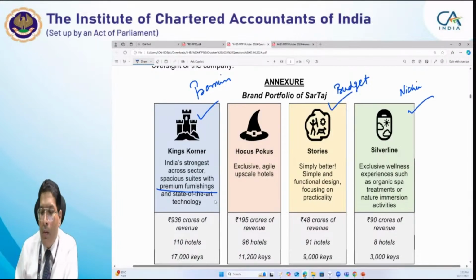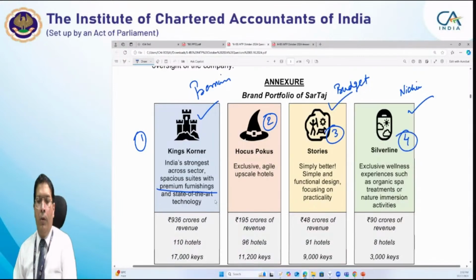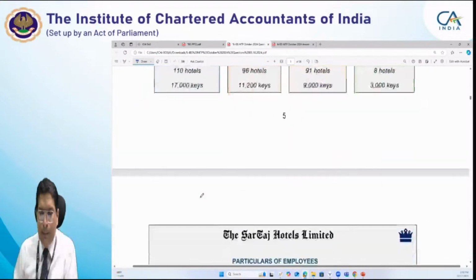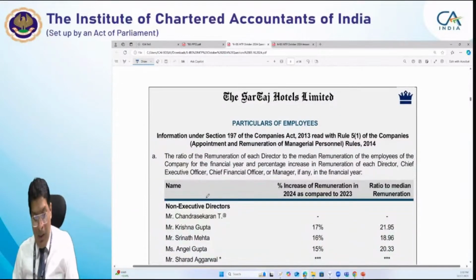Okay, so one, I can say this is number two, this is number three, this is number four. There are four different brands. Okay. Since this is a listed company, it is mandatory to give information under Section 197 of the Companies Act, read with Rule 5(1) regarding appointment and remuneration of managerial person rules.